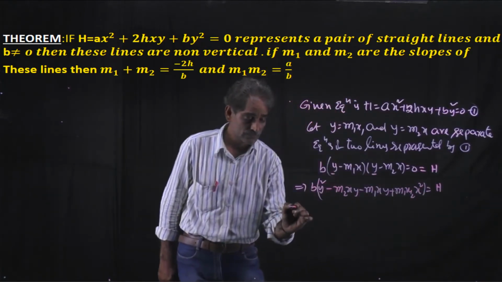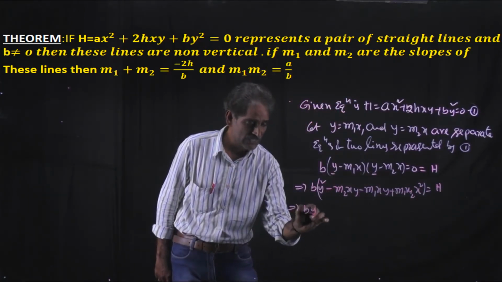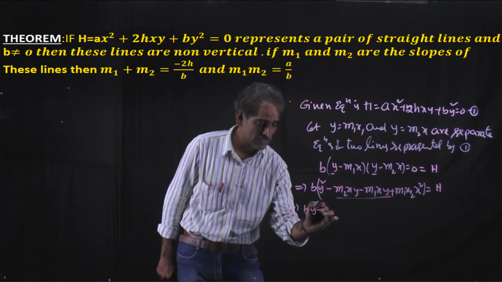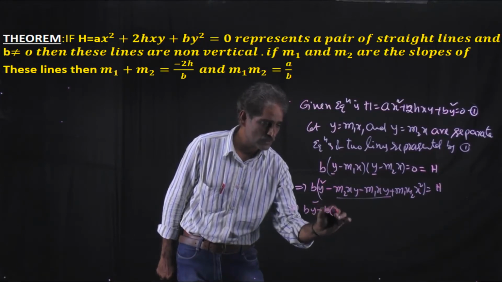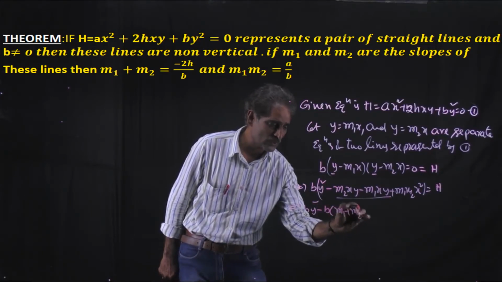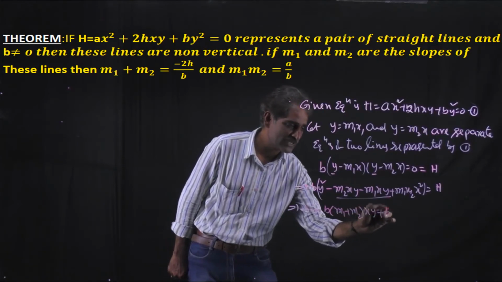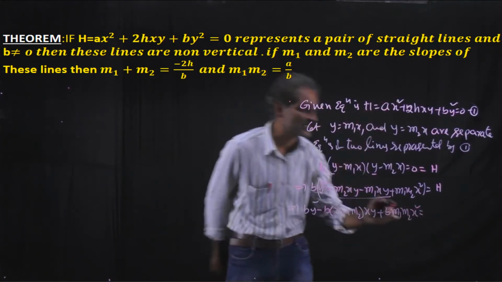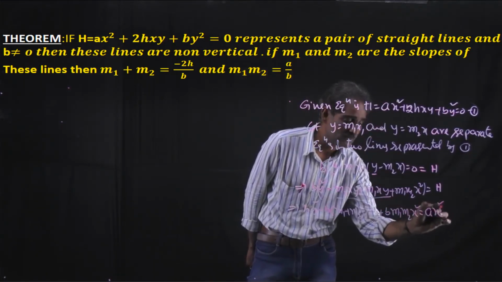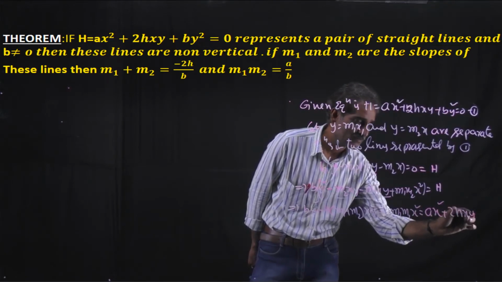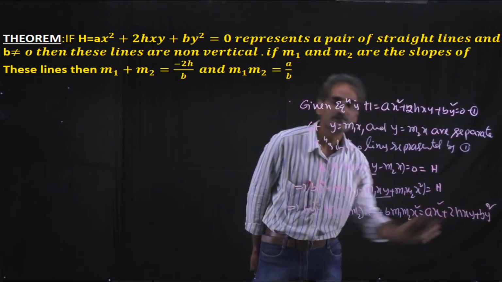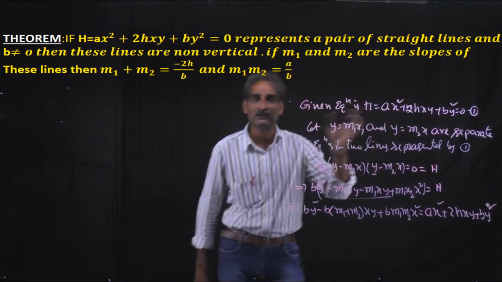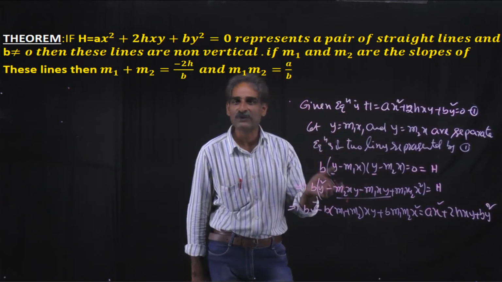Now, with by square, take minus xy common, then we get minus b into m1 plus m2 into xy plus b into m1 m2 into x square is equal to h. H means ax square plus 2hxy plus by square. Just compare this equation with this one. Compare the coefficients of like powers, the x square coefficient, the y square coefficient, and so on.